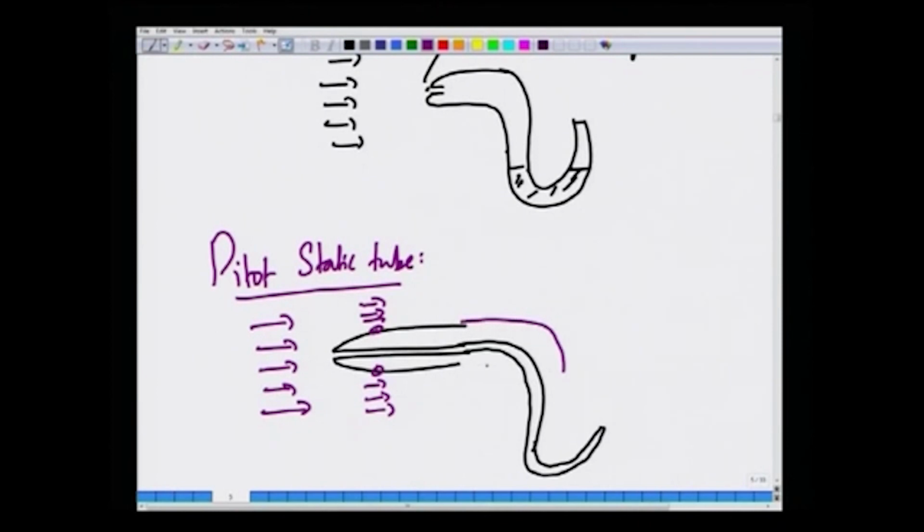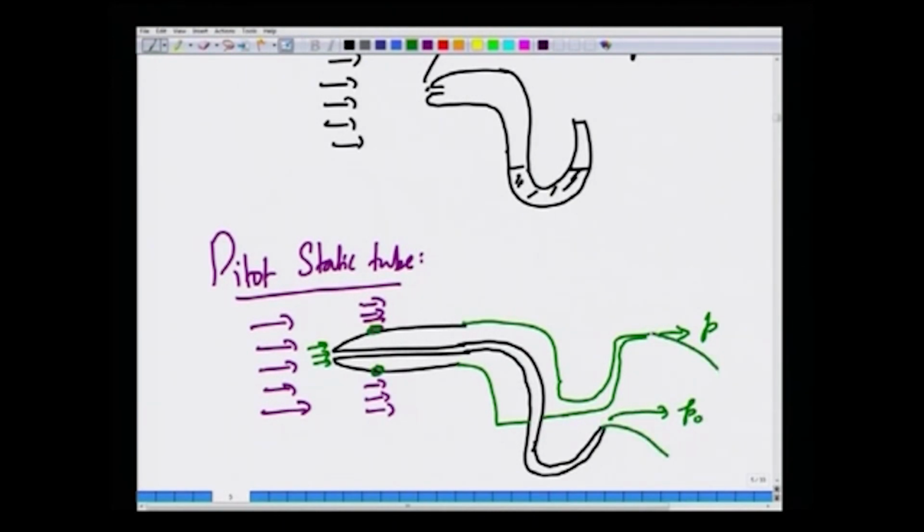So, let me erase this. Let us show it with some other color. The outer tubes where the holes are on the surface give a measure of the static pressure P, whereas this inner tube where the fluid comes to a halt gives a measure of the stagnation pressure P naught.